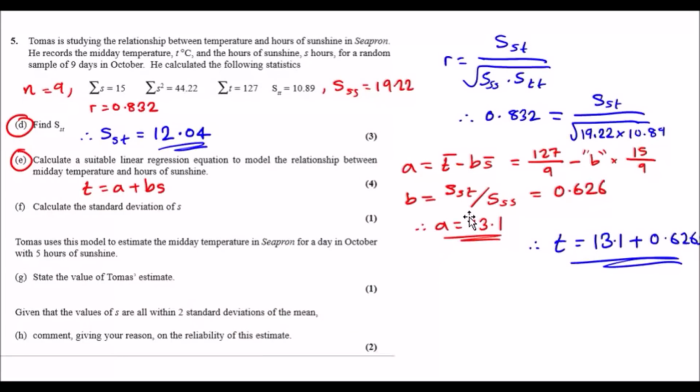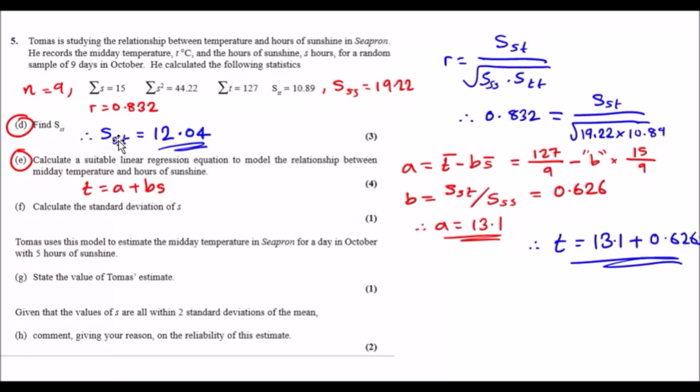Okay. So now on part D and E. So we're going to do D and E here. Find SST. Same thing applies. Actually, for this one we couldn't use the general formula, because we don't have all the necessary variables. We don't have the sum of ST.